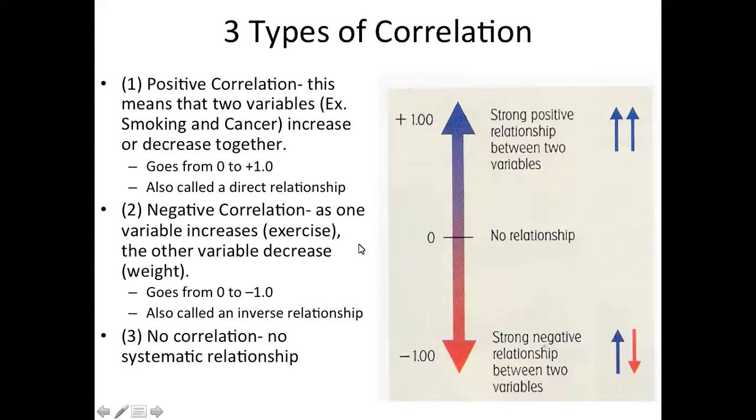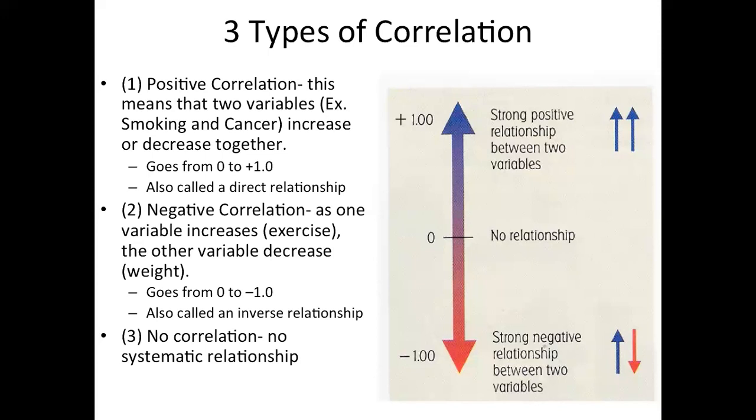I said that the sign is going to be either positive or negative. A positive correlation. The word positive suggests that both factors are trending in the same direction. That means to say if factor A is increasing, factor B is increasing. If factor A decreases, then factor B also decreases. So positive correlation, we refer to as a direct relationship. Both factors go in the same direction.